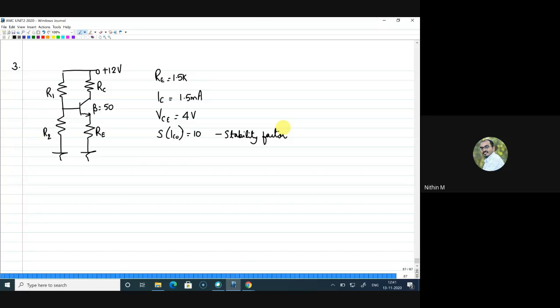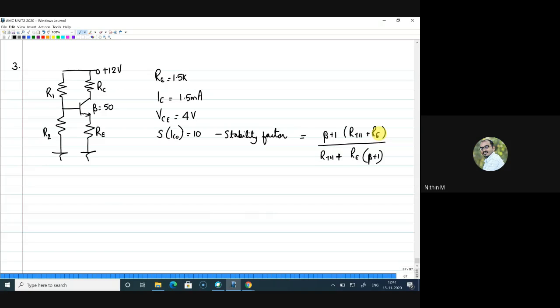Now to start with this, I can involve you, but I just want to give you the formula for the stability factor. I hope you have seen this formula even in your basic electronics class. It is (RTH plus RE) divided by (RTH plus RE into (beta plus 1)). If not, you can ping me here.